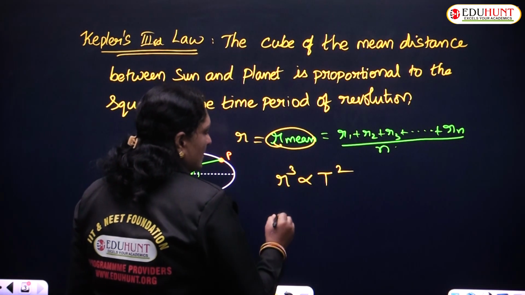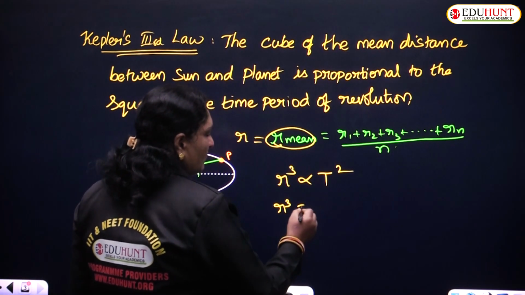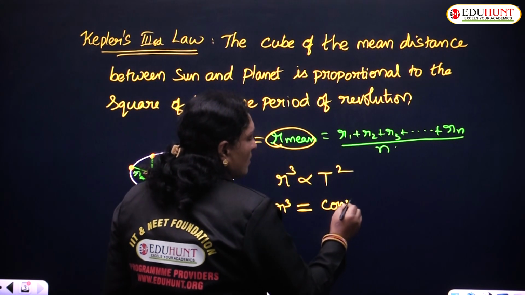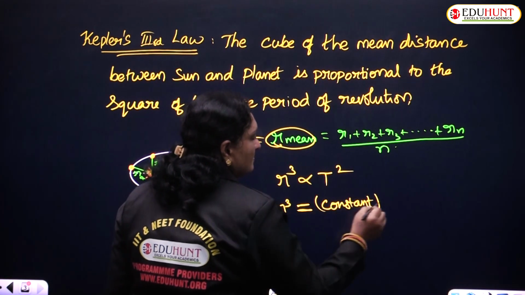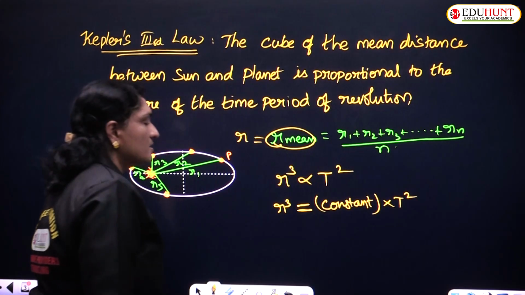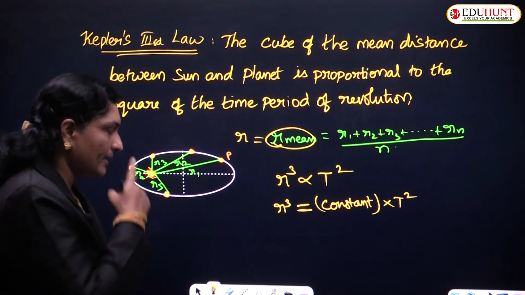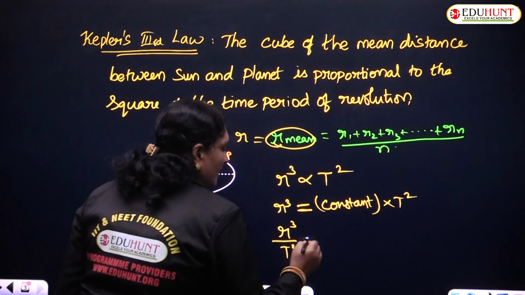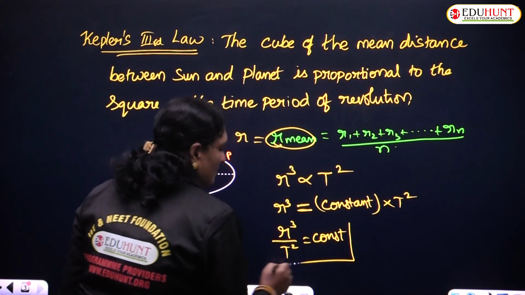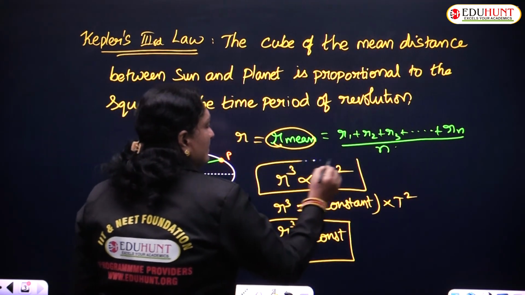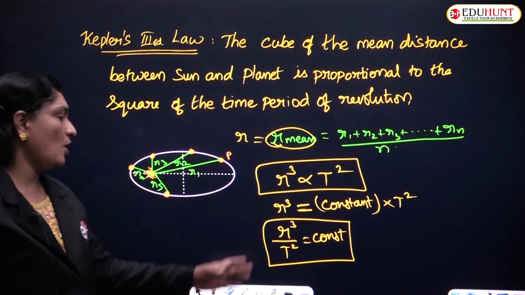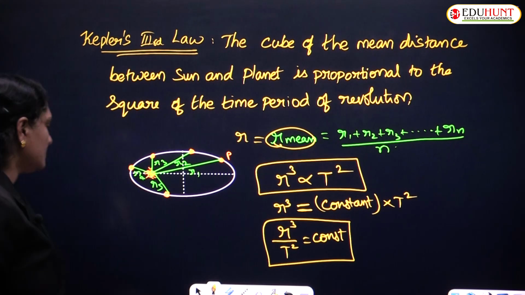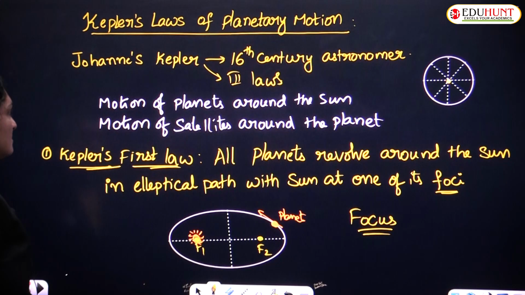So you can also write this, children, r cube equals constant multiplied by T square, where the proportionality sign is replaced with equals to and some constant. Bringing this T square to the other side, we have r cube by T square equals constant. Whether you say according to the statement r cube is proportional to T square, or r cube by T square is constant. Okay, children. So let us recall once again the statements of all the Kepler's laws.